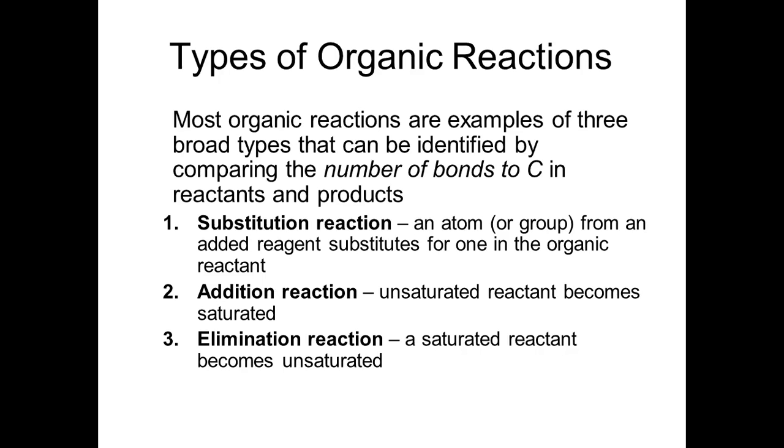So in other words, let's say you've got an alkane and you remove a hydrogen and substitute it with a halogen, for example. An addition reaction is where you take an unsaturated reactant and you saturate it. So that means you take an alkene and turn it into an alkane, or an alkyne is converted into an alkene. And an elimination reaction is the reverse of that. You take a saturated reactant and make it unsaturated. So you have an alkane and you remove some hydrogens and make a double bond, for example.